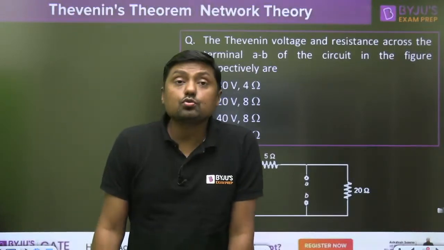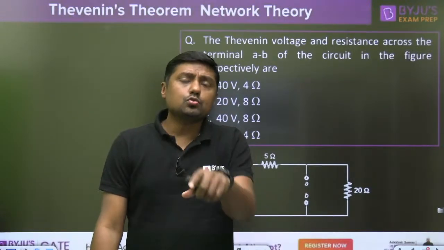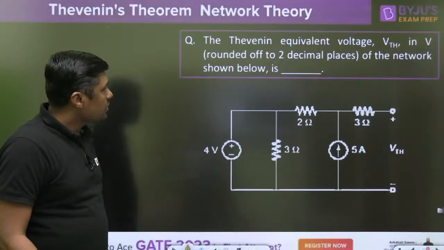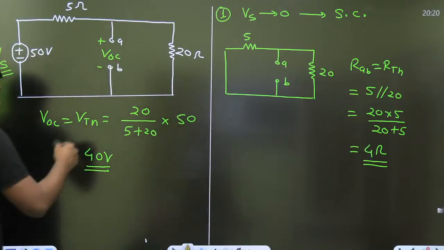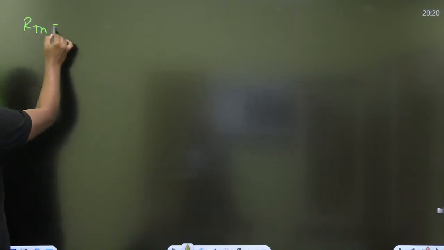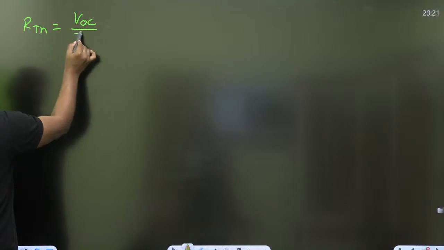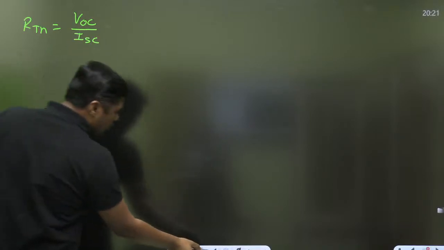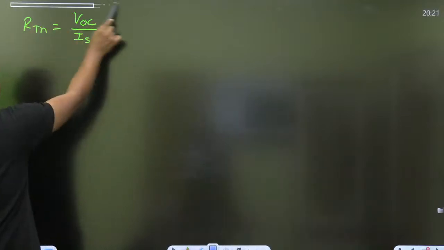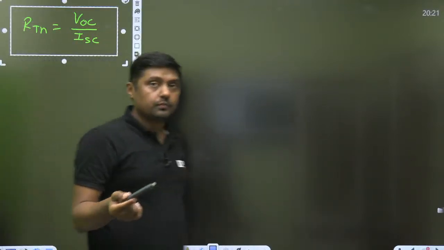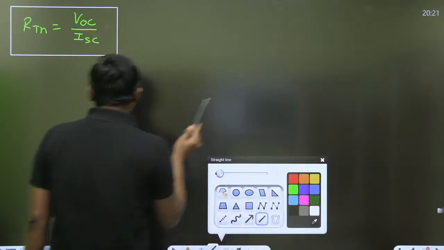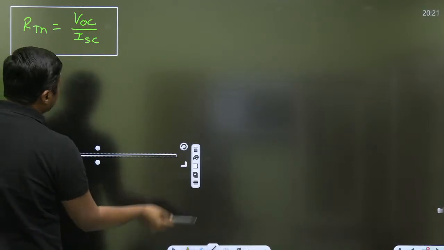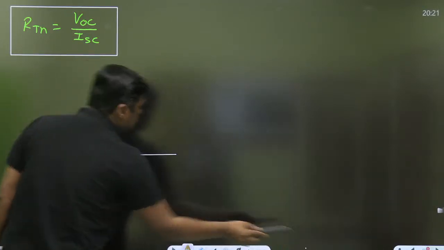What is another method to solve this question? I am going to explain another method. Already we have the open circuit voltage. In another method, we can find the RTH as VOC upon ISC. I am just giving you the formula, because that first method is a very easy method, but how to find the value? If you have the open circuit voltage, then how to find the short circuit current? Make this terminal short circuit.